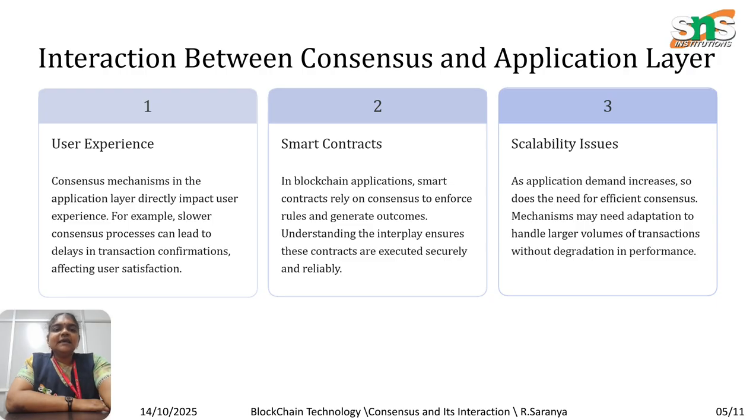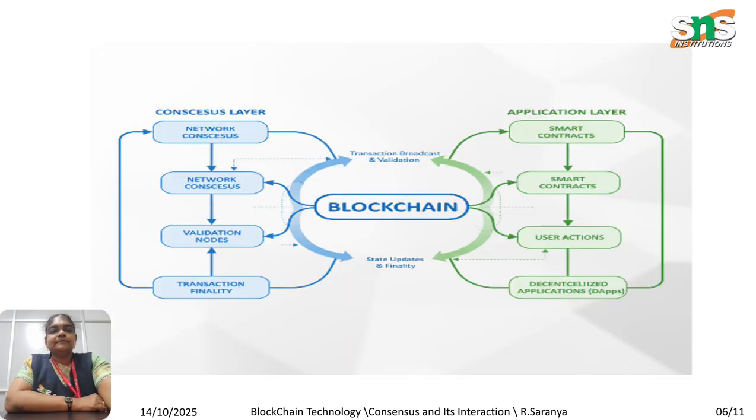The execution of smart contracts also takes place in the application layer. It allows the stakeholders and contractors to interact with each other in order to ensure that the contracts are executed securely and reliably. Scalability issues are there in the application layer. When the demand increases, an effective mechanism is needed at very large volume, which obviously degrades the performance of our application.